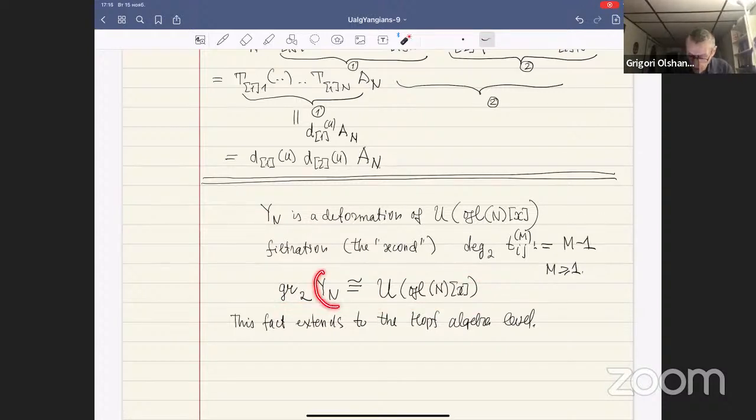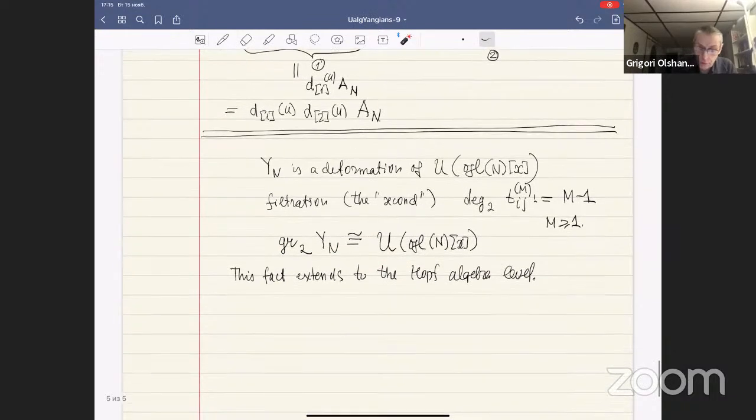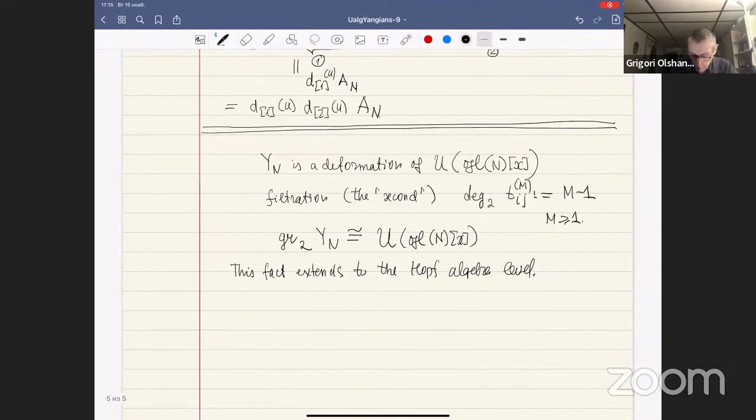We have a Hopf structure here. This Hopf structure is compatible with the filtration, so it descends to the graded level. And this is also a Hopf algebra because any universal enveloping algebra is a Hopf algebra. So this is quite a general fact.